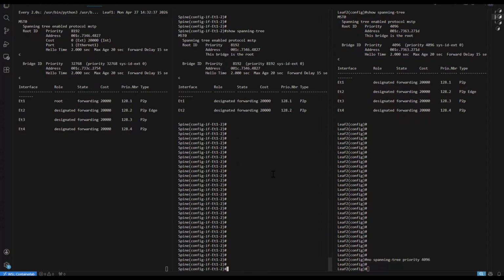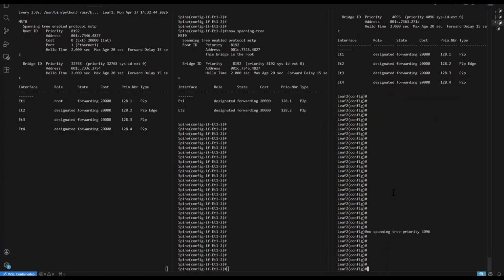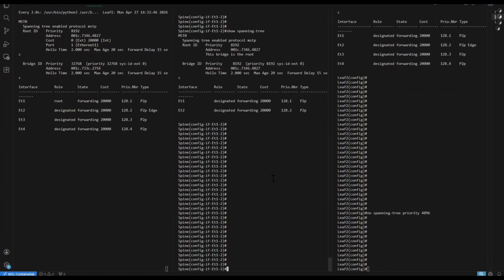So next I'm going to do a BPDU guard. So root guard we have completed. Next I'm going to configure BPDU guard. So on the spine, I'm going to do that on the spine itself. So BPDU guards are supposed to be configured on the edge ports. The edge ports are interfaces which are connected to the endpoints, servers, hosts. So BPDU guard is supposed to be configured on those interfaces.